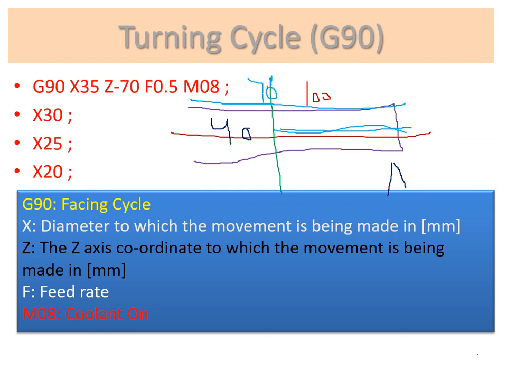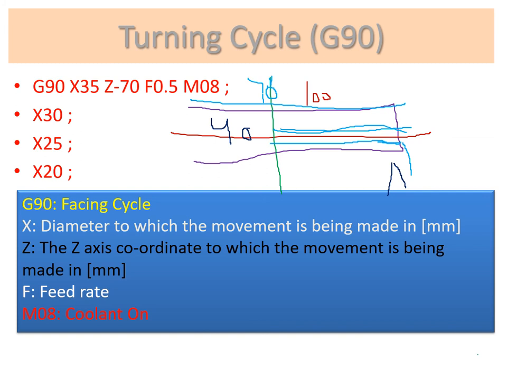So what we are going to do in this cycle: first X35 Z70. The tool will move into the workpiece up to 35 mm, let's say up to this point. This is 35 mm. The tool will move from this point to this point and it will cut up to 70 mm. This is X35 and Z70. Now the tool has reduced the diameter by 5 mm. The diameter goes from 40 mm to 35 mm up to 70 mm length.